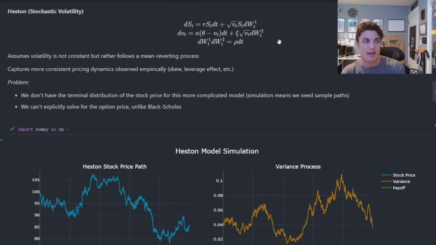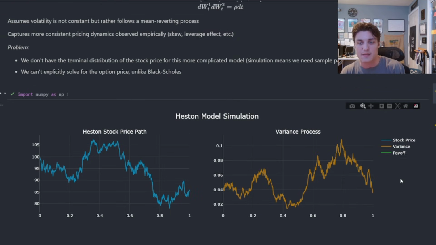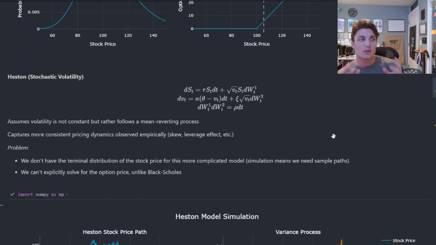variance process. This variance process is assumed to be mean reverting, and it might look something like this when simulated. So we're actually dealing with two stochastic processes that are correlated with one another. This is better capturing the dynamics of volatility in the market. More importantly, unlike the Black-Scholes model, this Heston model will be able to quote consistent prices based on what we observe in the market. This is why we need to go beyond Black-Scholes.